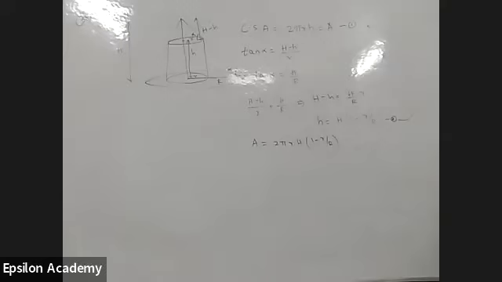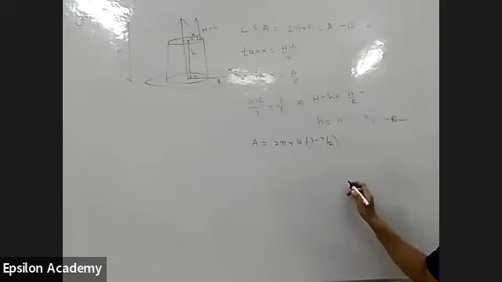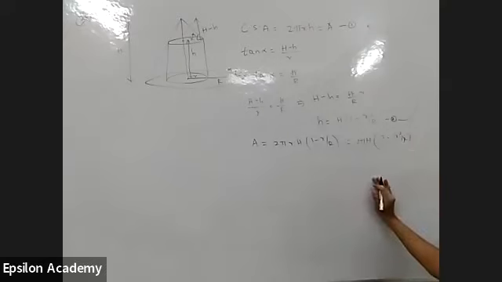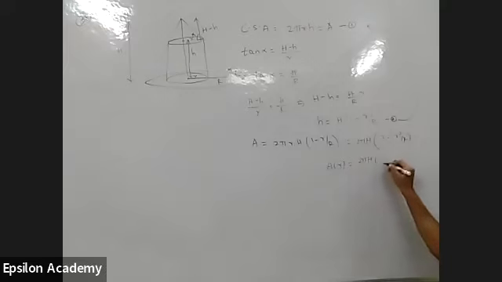Differentiating with respect to small r. Actually, you need not use the UV rule. If you see this, you can write this as 2 pi H into r minus r square by capital R. If you differentiate this, A dash of small r is 2 pi H into 1 minus 2r divided by capital R, and equate it to 0. 1 minus 2r divided by capital R is equal to 0.